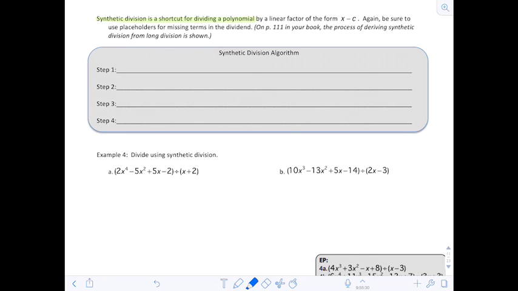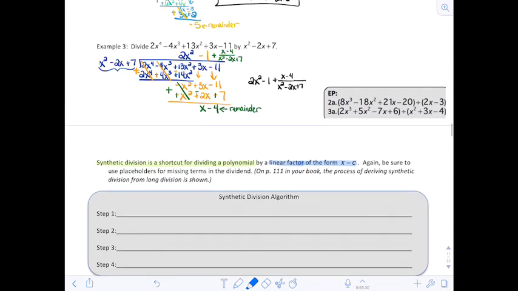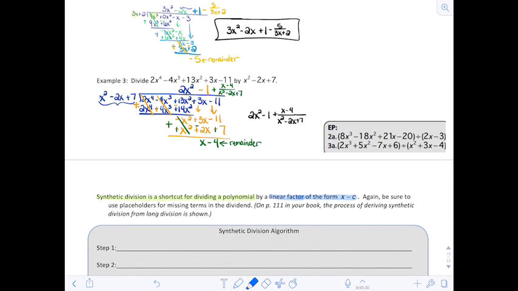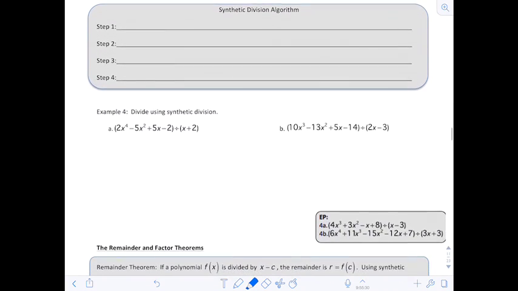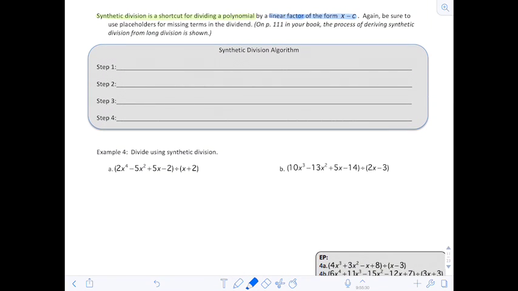You can always use long division. Synthetic division is only good for a linear factor in the form of x minus c. So we could not have done example 3 with synthetic division because you need a linear factor, and that's quadratic. Once again, make sure you use placeholder zeros for missing terms. And if you are interested, on page 111 in your book, the way that synthetic division is derived from long division is all laid out for you. So if you want, you can go check that out on page 111.